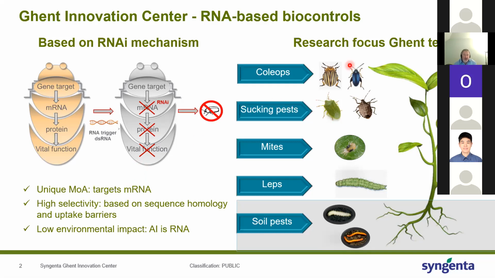So the research focus we have in Ghent is on different insect orders like leaf-eating beetles, sucking pests, stink bugs, mites, leps, and then some soil pests. And all these have their different challenges and hurdles. Some have a very robust response, like some coleops, like Colorado potato beetle, corn rootworm. Others have other difficulties, and some are pretty recalcitrant to RNAi, like the leps, like it was already discussed.